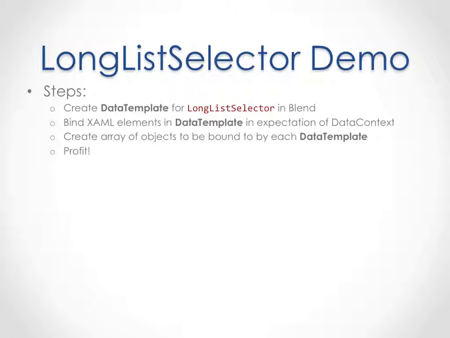The first thing we do is we create a data template for a long list selector. And you don't have to do it in Blend, but Blend is pretty cool, and we haven't even looked at it in this class, so we're going to take a brief sojourn into that. We're going to bind the XAML elements in the data template in expectation of a data context. So that means that if we have two text blocks, one for the name, one for the address, we're still going to do that binding name, binding address thing in expectation that there will be a data context assigned to this. Then we're going to create an array of objects to be bound to by each data template. And then profit, of course.